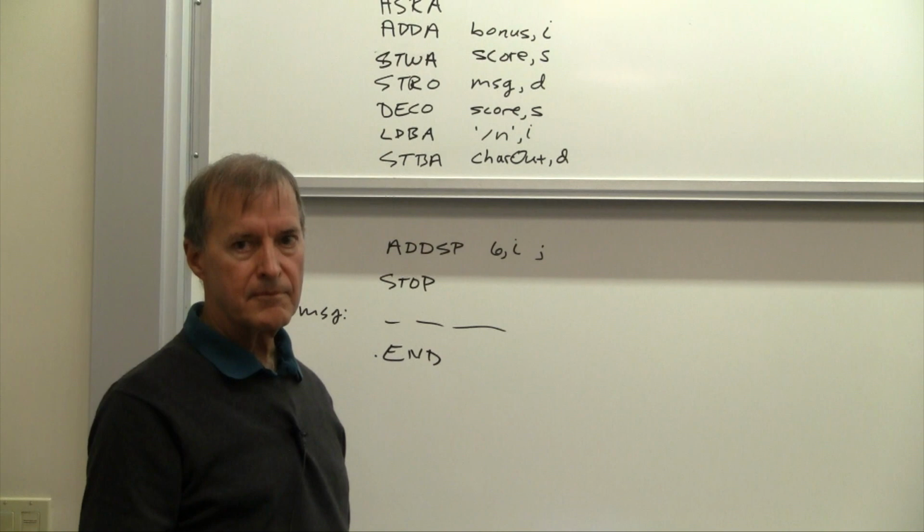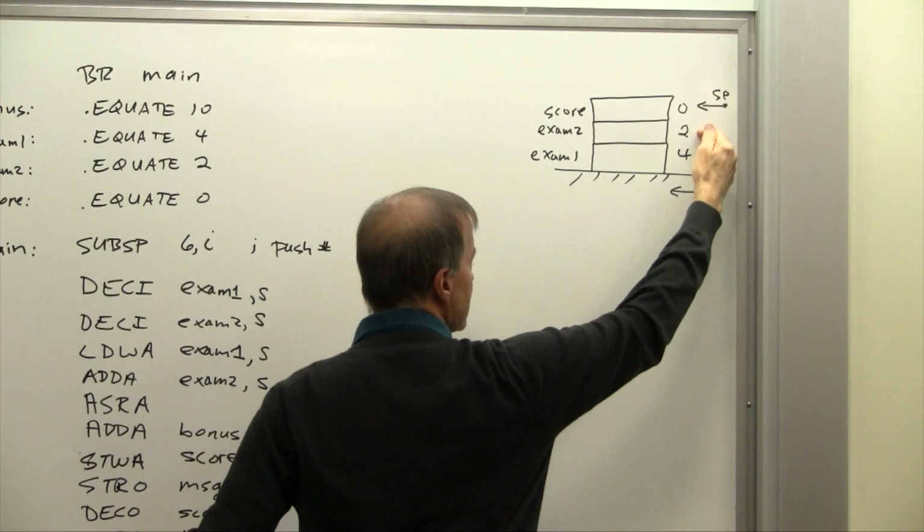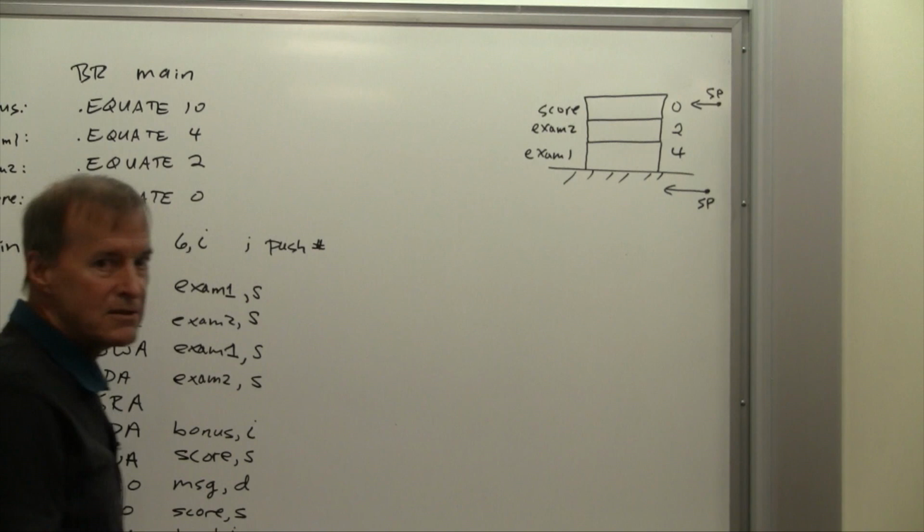How was it 6 again? It was 6 because the stack pointer starts here, so the stack pointer minus 2 is here, the stack pointer minus 4 is here, and the stack pointer minus 6 is here. So that's how it gets it back up to here, because there were 6 bytes altogether that were allocated. Are you with me? Do you see how that works?